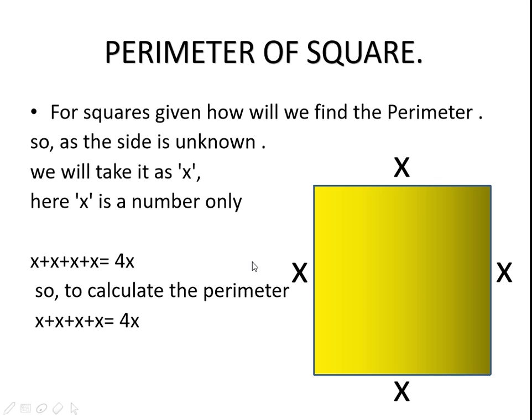Now, suppose if x is 1, obviously all sides will be 1. What will be the perimeter? 4 times 1, that is 4. If x is 2, what will be the other sides? 2. So if we do it mentally, it is 2 plus 2 plus 2 plus 2, that is equal to 8. If it is 11, we'll again do it mentally. 11 plus 11 plus 11 plus 11, that is 44. Or we can also say 4 times 11 is also 44.